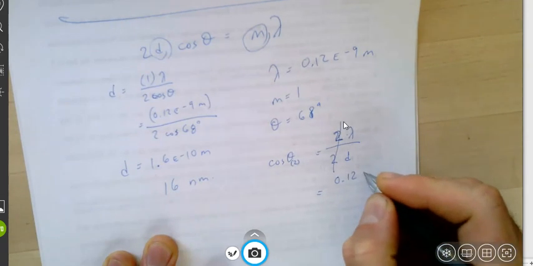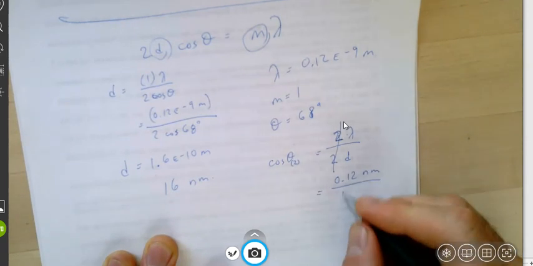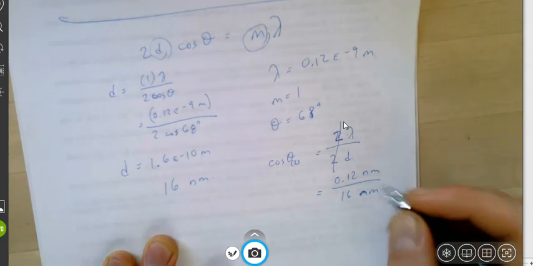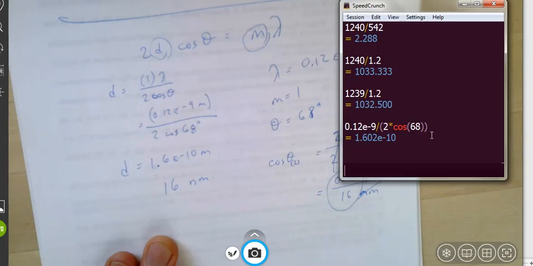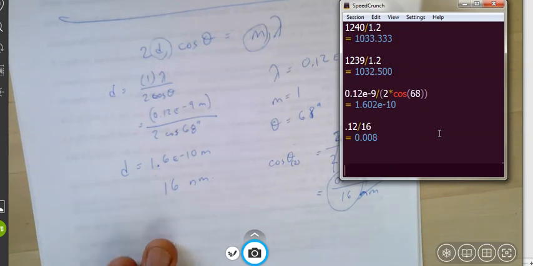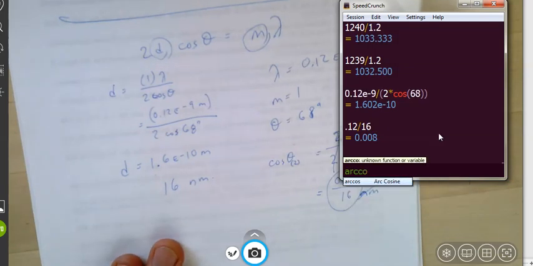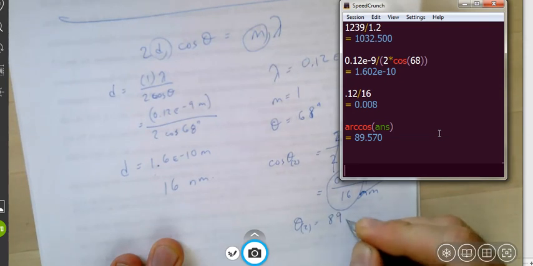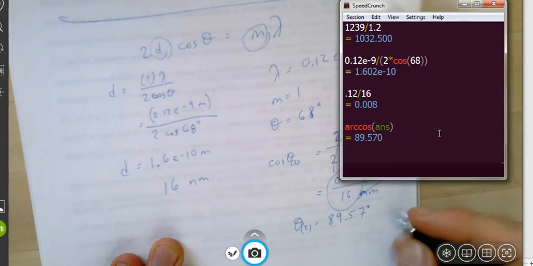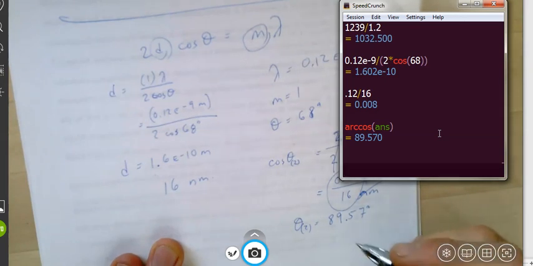Now it looks like the 2's cancel out, and I can say that lambda, which is 0.12 nanometers, divided by 16 nanometers, which is my d, the nanometers cancel out. I'm just going to take the ratio of these things, 0.12 divided by 16, which is equal to 0.008, and I'm going to take the arc cosine of that value. I'll get that theta 2, the second order diffraction, is at 89.57 degrees. So the second order diffraction is almost at 90 degrees.